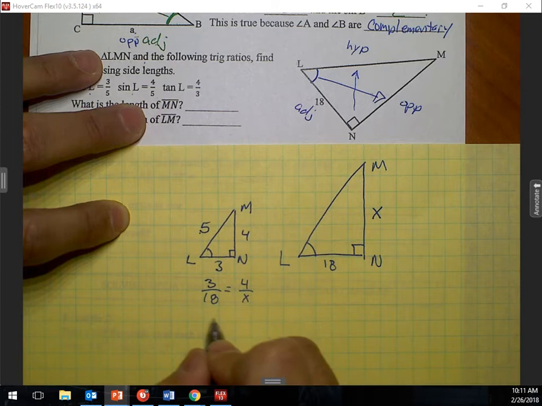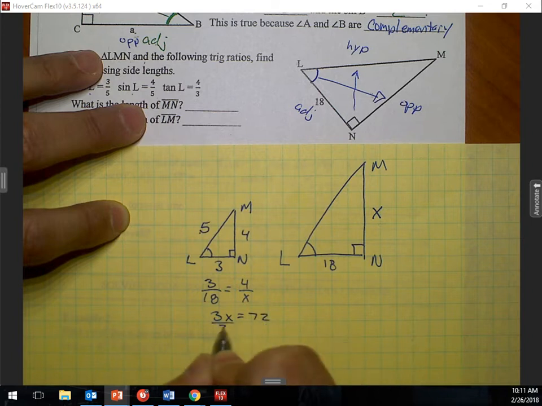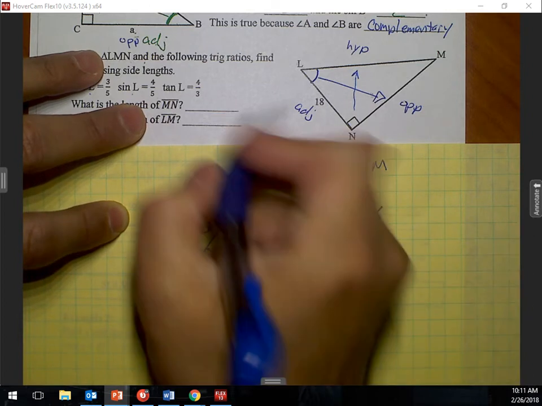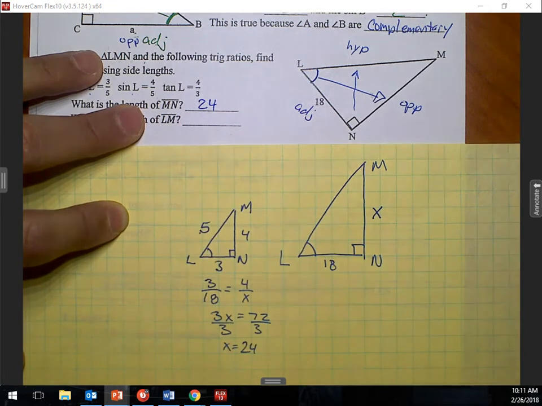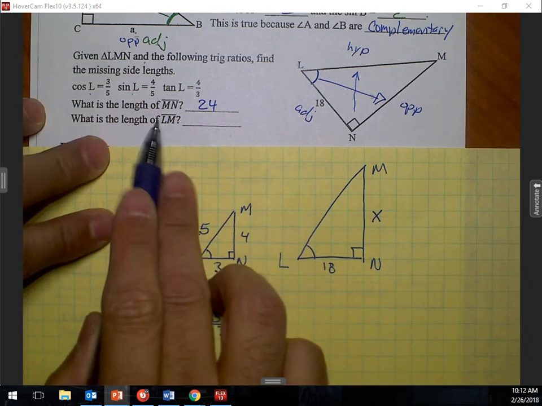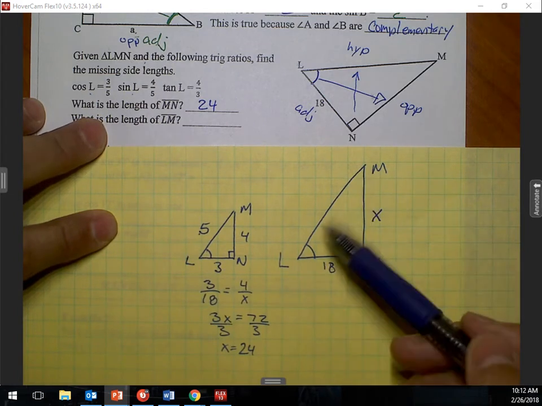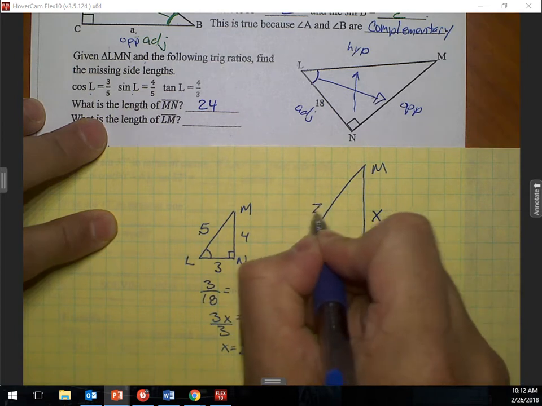X equals what? 72. Oh, wait, 3x equals 72. Divide by 3, 24. x is 24. Oh, hey, look, that was my MN I was looking for, right? So there's my 24. Make sense? Now, it also says find the length of LM. LM is this piece right here. Let's put in a variable so I can solve for that. I'm going to put a Z because I want to put a Z. I like Z.